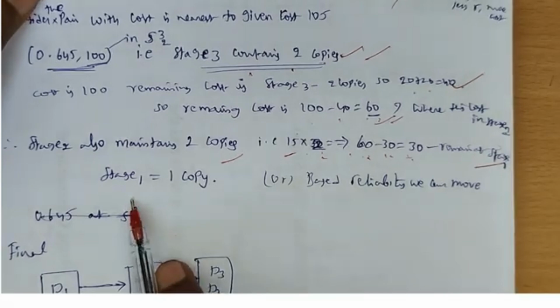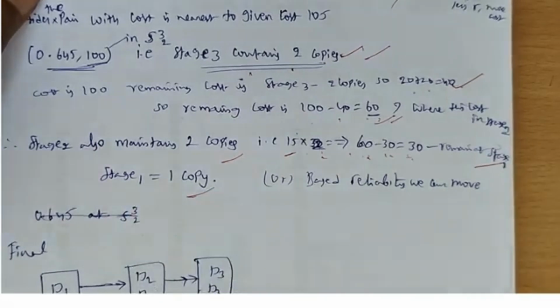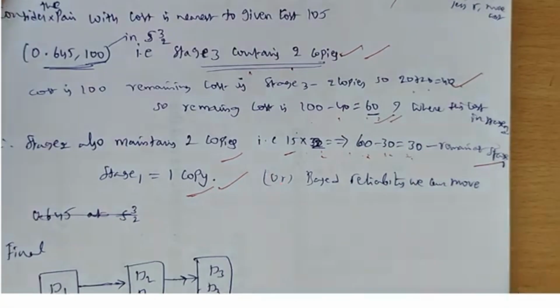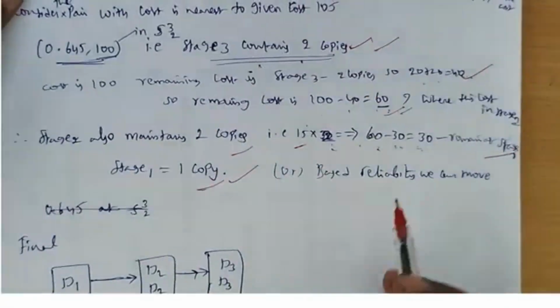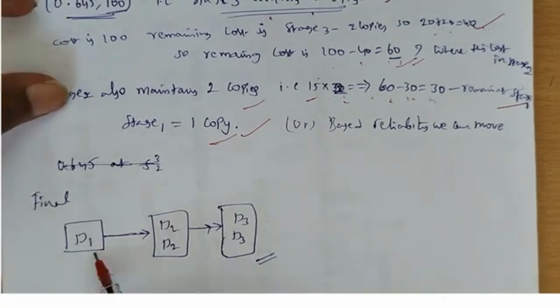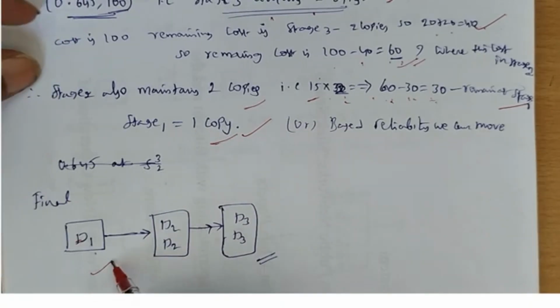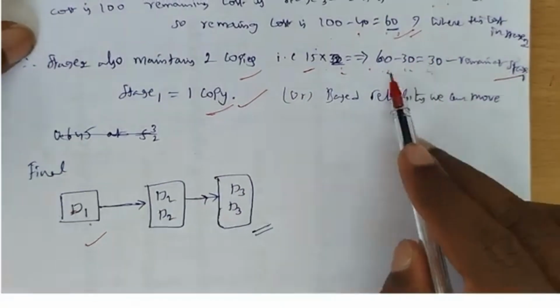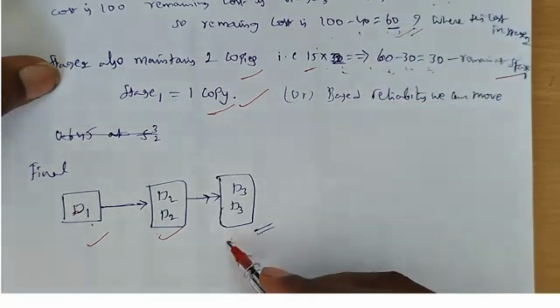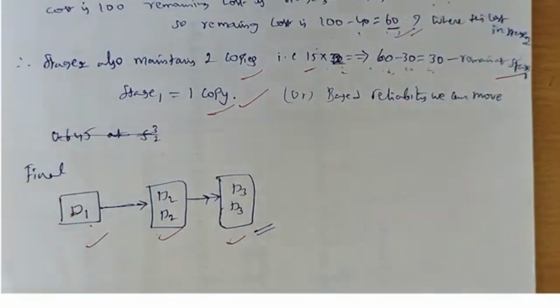So what about stage 1? In stage 1 the cost is 30, so the balance is only 30, and we can arrange only one copy. According to this, based on this reliability, finally in stage 1 we can arrange only one device. In stage 2, 2 copies, 2 devices. In stage 3 we have arranged 2 copies. Okay, this is about the reliability design.